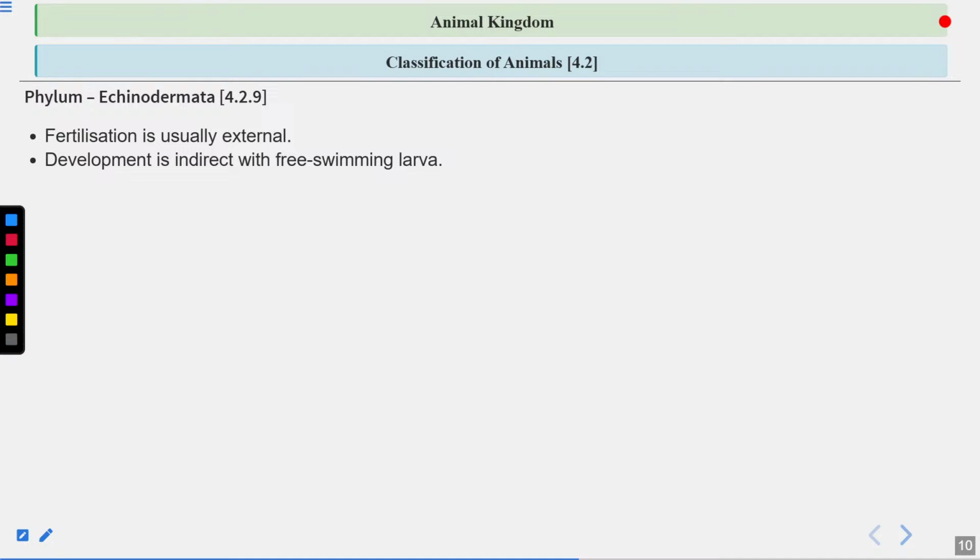Development is indirect and a free-swimming larva is observed here. Again, the development is indirect, meaning there is a formation of larva. Clear?